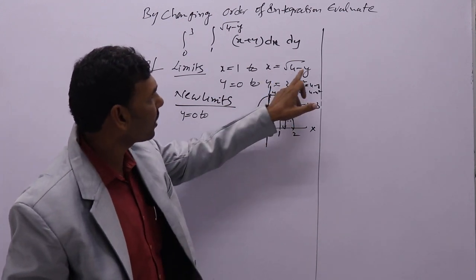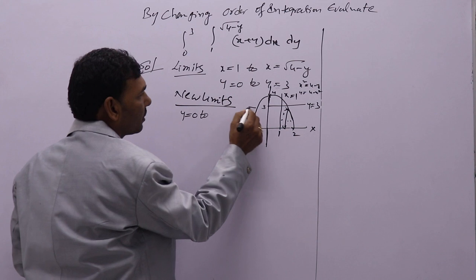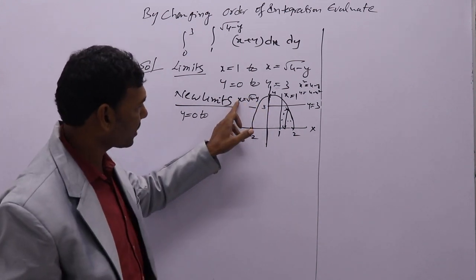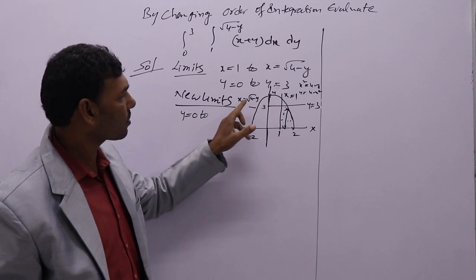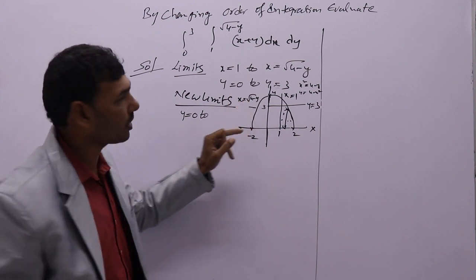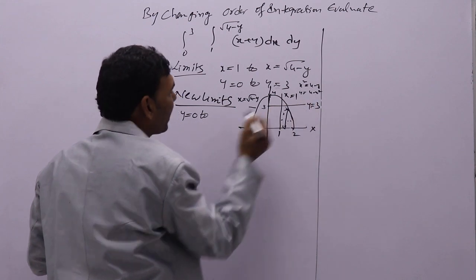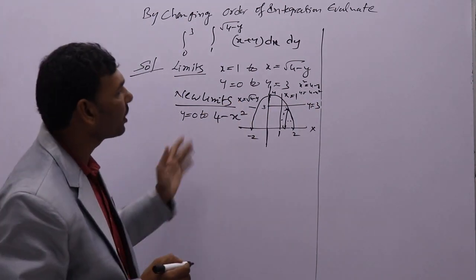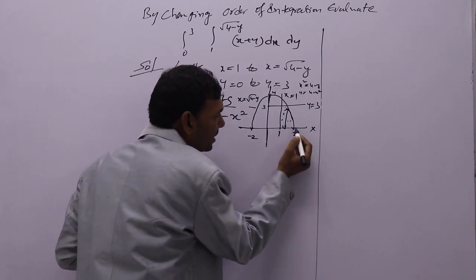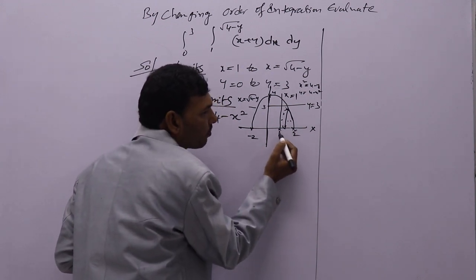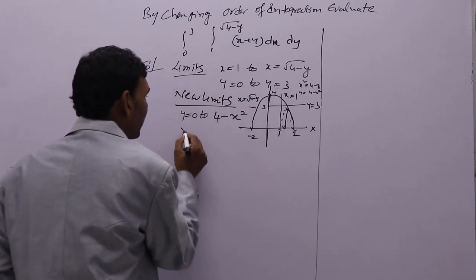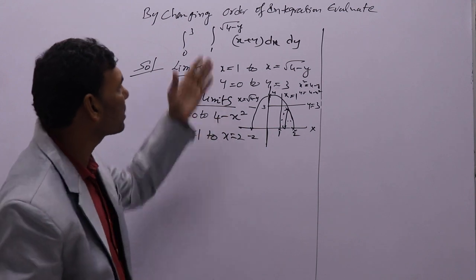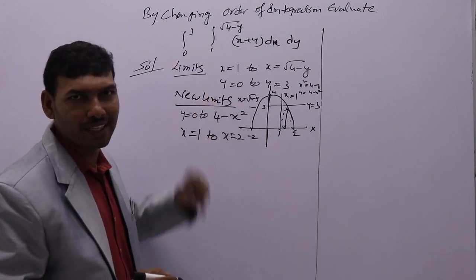This is actually x equal to root 4 minus y. So if you square you will get x square, y will be 4 minus x square. Here I have written 4 minus x square. So those are the y limits in terms of x. Coming to x limits, this is the intersecting region, right? From here to here, from 1 to 2. So x limits are very clear in the diagram. Now with the new limits we need to evaluate that integral.